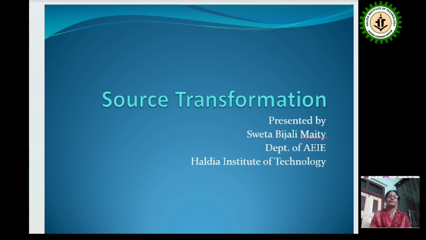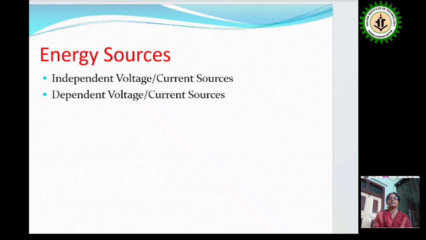Good afternoon, all of you. Today, I am going to discuss a topic on the source transformation method. Before going to the source transformation, you should know what the energy sources are. Energy sources may be independent or dependent. Independent may be voltage or current sources, and dependent may be voltage or current sources.